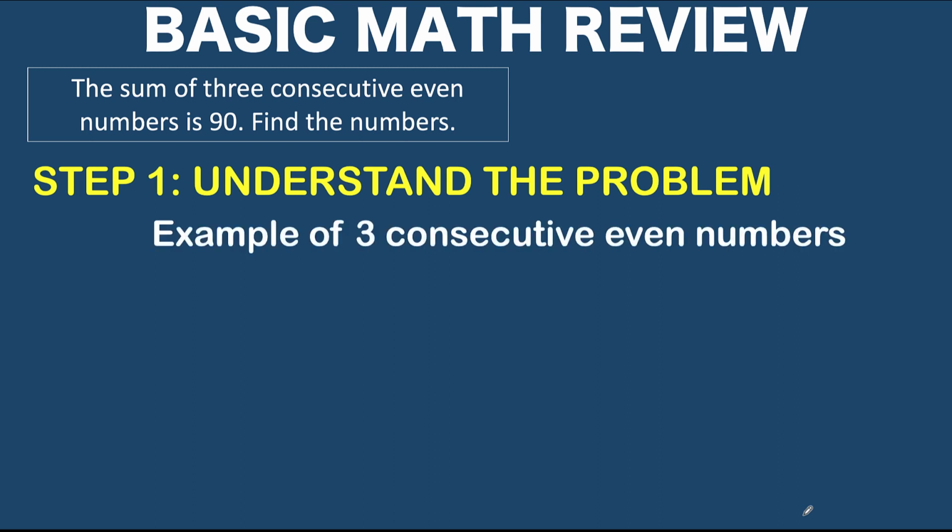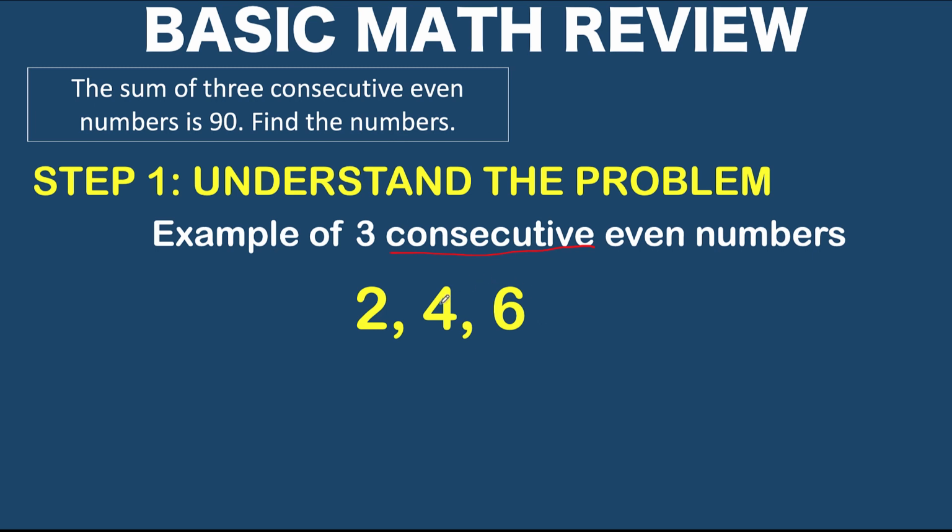An example of that would be 2, 4, 6. They are all even numbers and at the same time, they are consecutive. That is, 4 is the next even number after 2 and 6 is the next even number after 4.